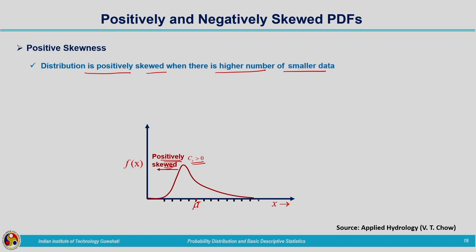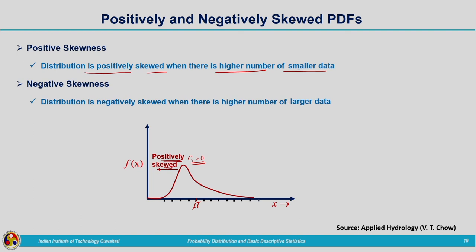Now coming to the other case, that is negatively skewed. Negative skewness represents that the distribution is negatively skewed when there is a higher number of larger data. When we have a higher number of larger data, if you plot the probability density function, it will look like this. That is representing negatively skewed, that is CS will be less than 0. In the case of a positively skewed data set, CS will be greater than 0. It will be skewed towards the right. In the case of negatively skewed data, it will be skewed towards the left with coefficient of skewness CS less than 0.